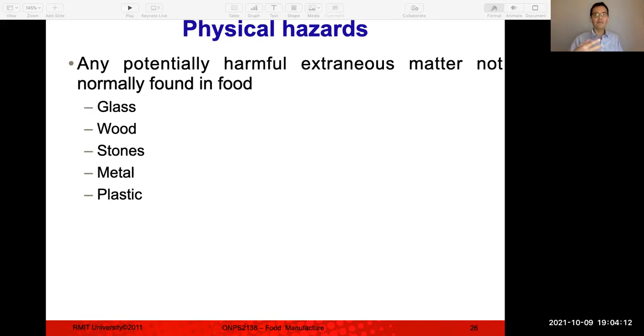So these can come from the actual processing environment. They could come from the agricultural environment and make their way through the process. And they can come from equipment. They can come from operators, which is another reason why it's good to have robotic processing, things like that. So these are the physical hazards that you could find in food, and you can see that these are pretty serious. Metal and stones and things like that are really serious physical hazards.